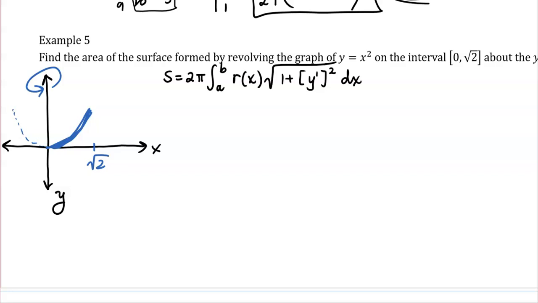So let's start identifying things. Our a is 0 and our b is the square root of 2. It's coming from the interval that we're working over.